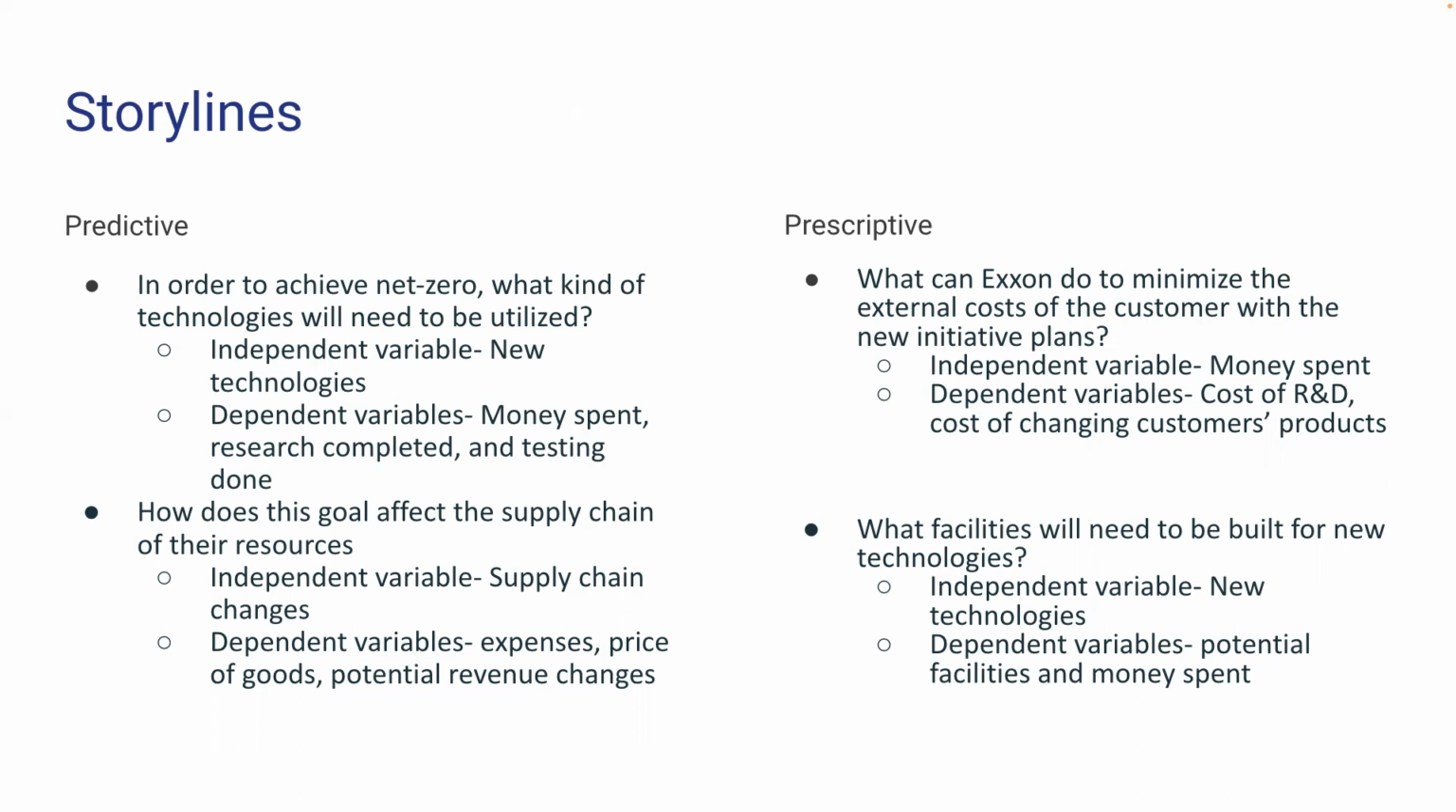For prescriptive, again, we have, what can Exxon do to minimize the external costs of the customer? The independent variable here is money spent, and the dependent variables are cost of research and development and cost of changing customers' products. And lastly, what facilities will need to be built for new technologies? The independent variable is the new technologies, and the dependent variables are potential facilities and money spent.